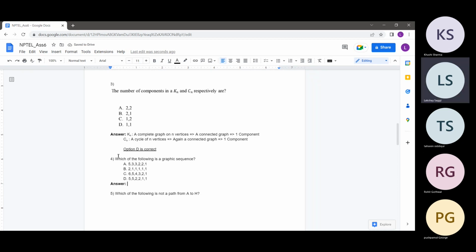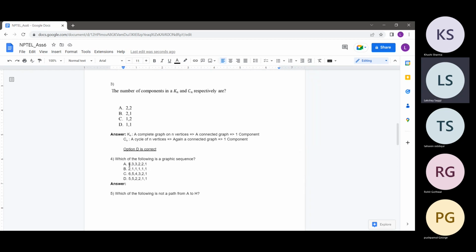The question is asking us which of the following is a graphic sequence. So a graphic sequence, if you guys remember what a graphic sequence was, is basically: given this sequence of numbers, can we have a graph where this sequence corresponds to degrees of vertices of that graph?